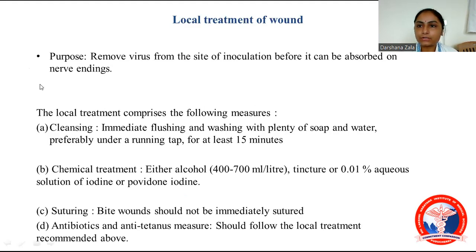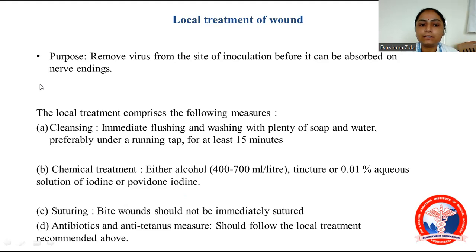Now, along with the immunization, we also give local treatment of the wound. The first thing you have to do when a dog bite injury comes to you is the local treatment of the wound. The purpose is to remove the virus from the site of inoculation before it attaches to the nerve endings. So local treatment comprises four things.